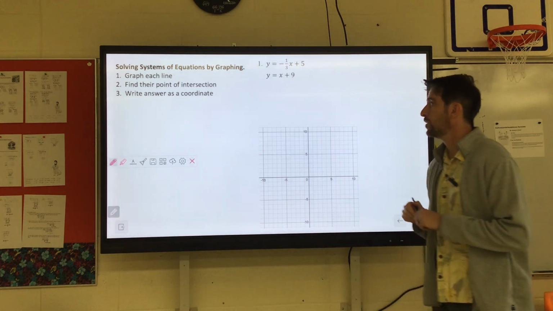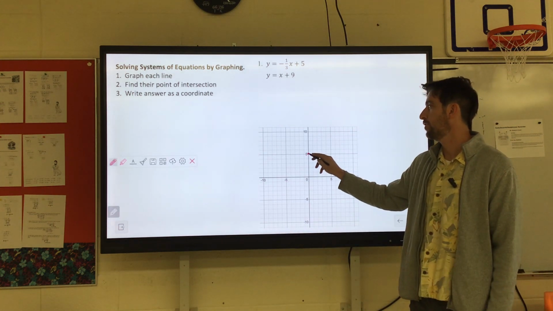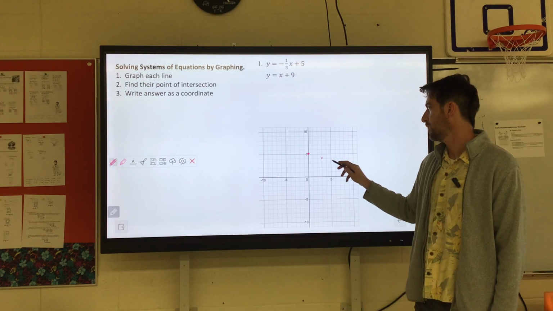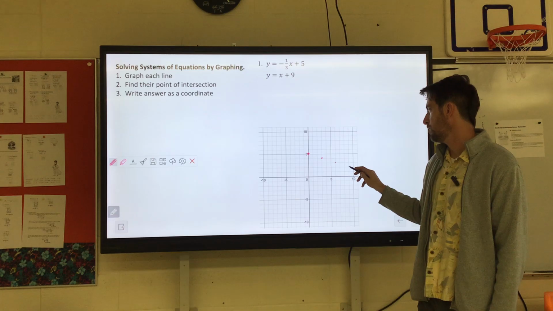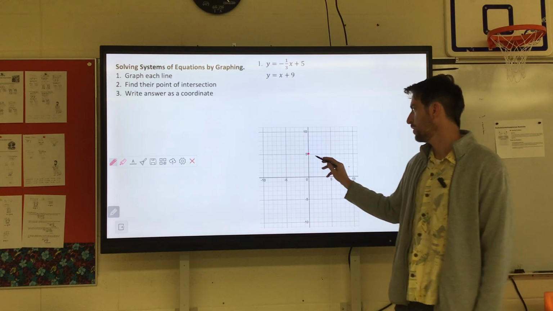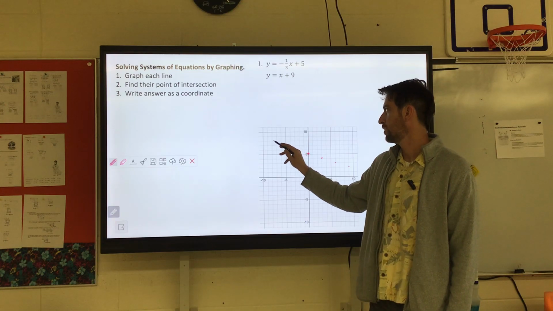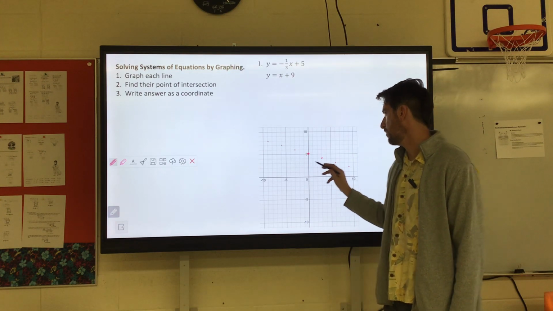So negative 1/3 x plus 5, you'd start at 5. And then your slope's negative 1/3, so you go down 1, right 3. Do that a few times, or just use a straight ruler, you could go up 1, left 3 as well. I think I counted correctly.